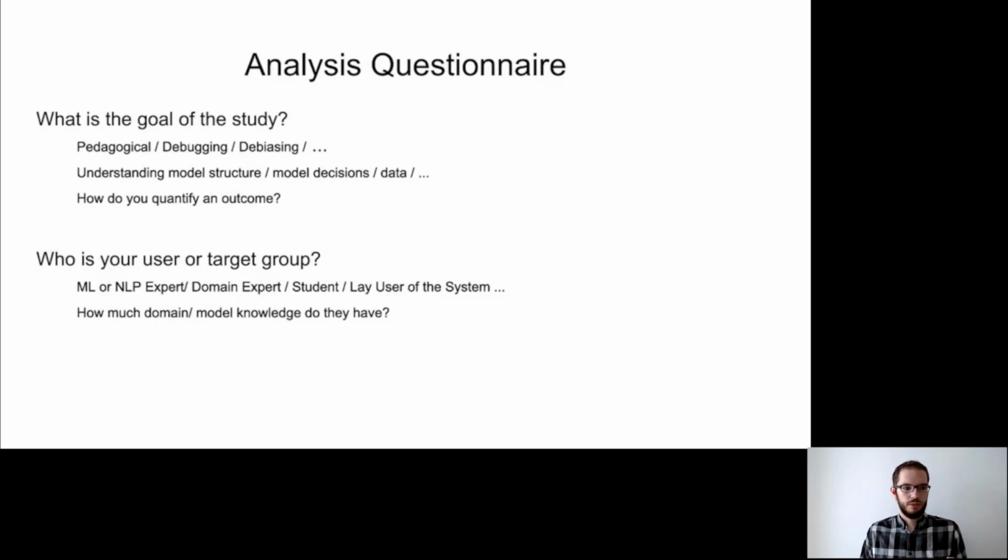Hand in hand with the user persona also goes how much domain and model knowledge they have. For example, an ML or NLP expert might know a lot about the models that are being applied, but if the model that we're going to investigate is one trained on biomedical data, we might want to have a domain expert look at the outcomes as well.